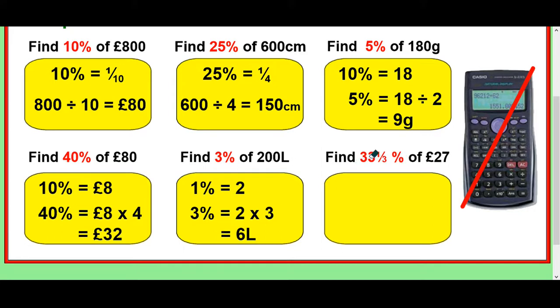Last one here, 33 1/3%. Well, how many times does that go into 100? 3 times. So that makes that exactly a third. It's just a fancy way of writing a third. And then divide by 3 and you'll get £9 to finish.